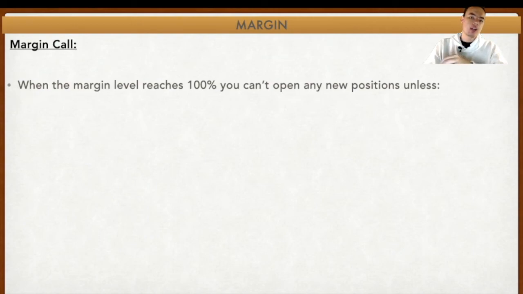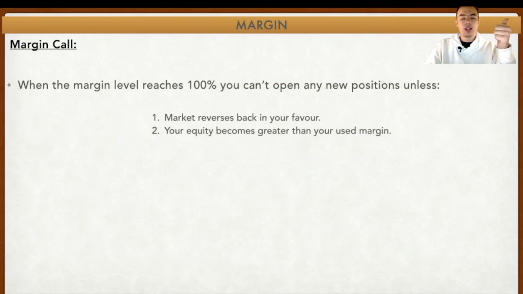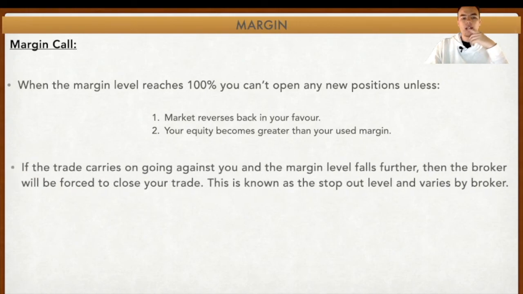When the margin level reaches 100%, you cannot open any new positions unless A, the market reverses back in your favor and into profits, or B, your equity becomes greater than your used margin. If the trade carries on going against you and the margin level falls further, then the broker will be forced to close your trade. This is without hitting your stop loss. You'll just look at your account and then boom, you can't see the trade anywhere. You go into history and you see it's in the minus. This is known as the stop out level and varies by broker.